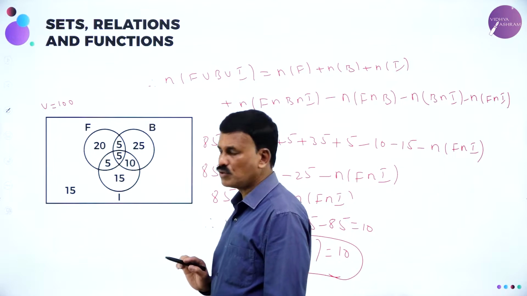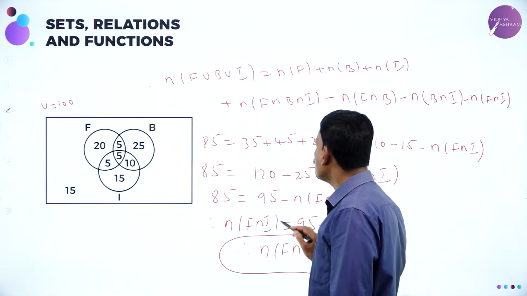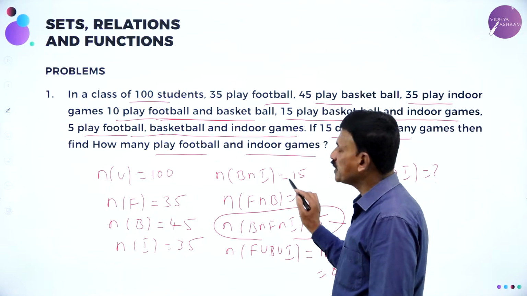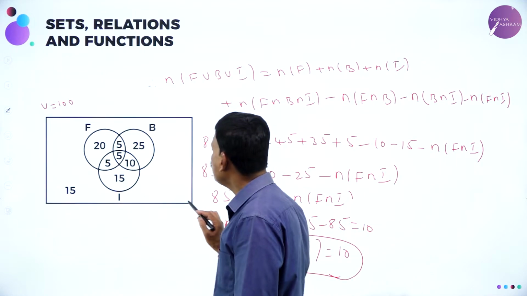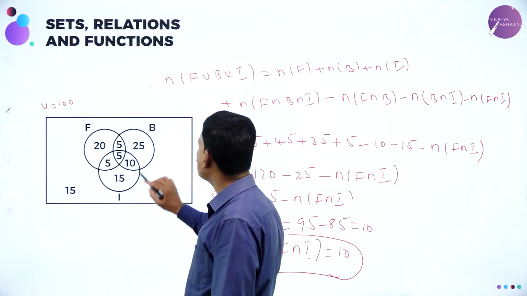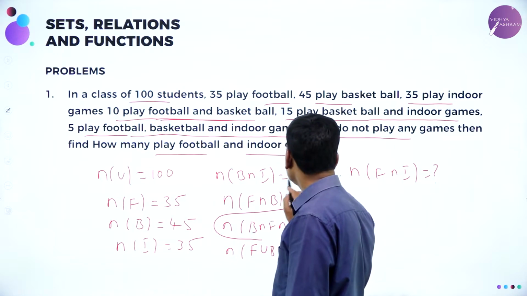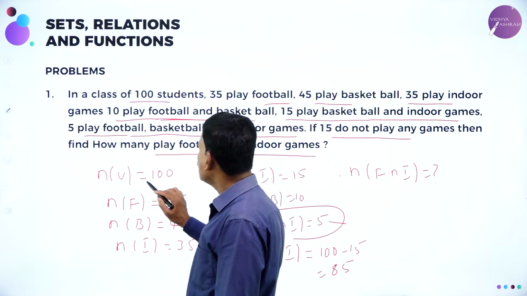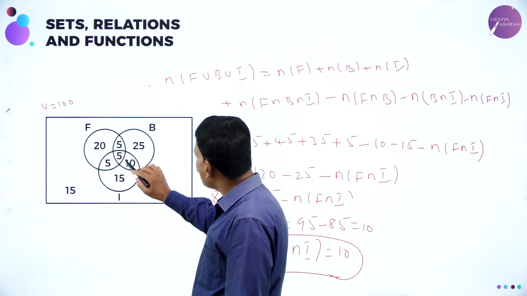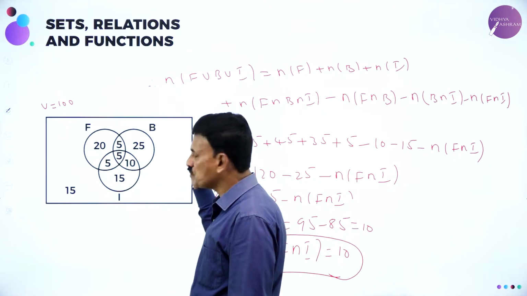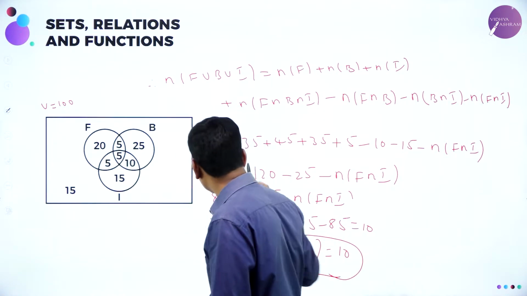Then the number of students who play basketball and indoor game, B intersection I, the intersection of these two, is nothing but 15 students. This is 15, and already we have 5 here. 15 minus 5 is 10 students. So 10 plus 5 is 15.